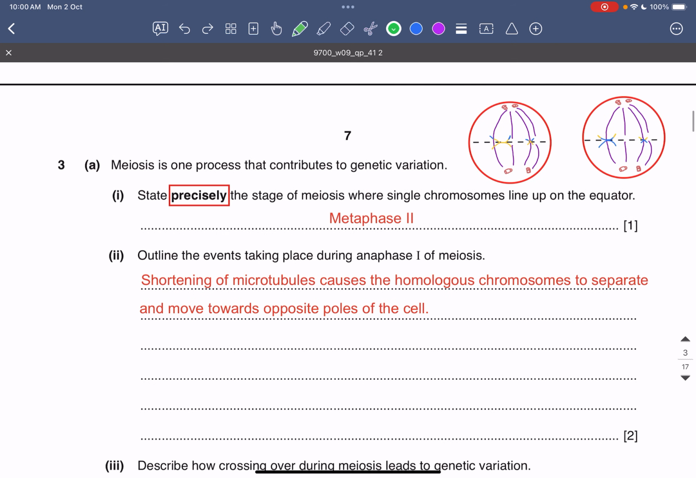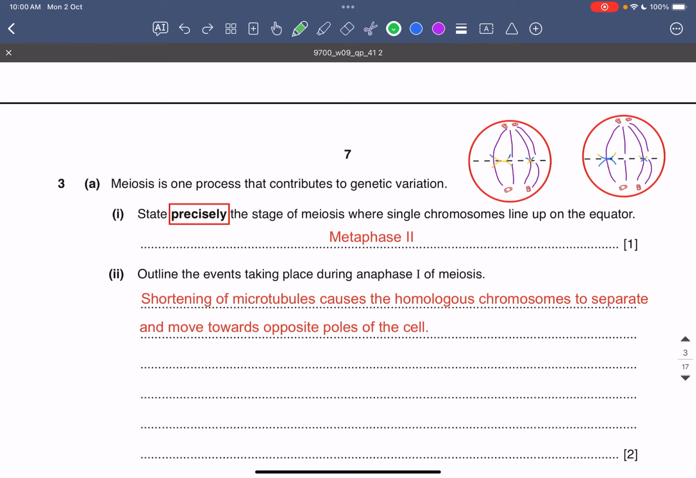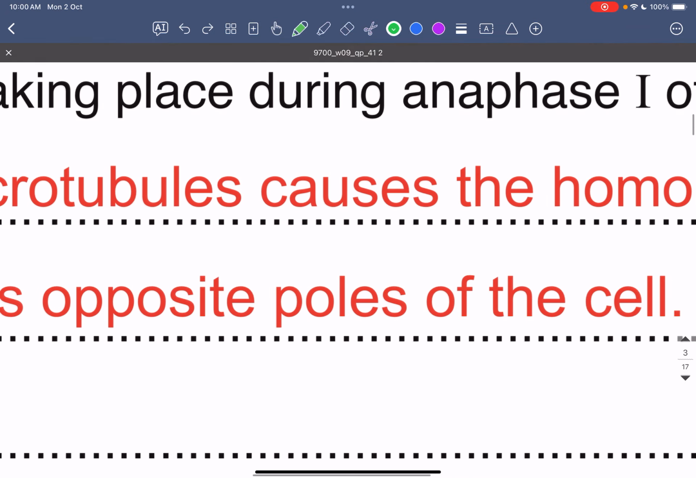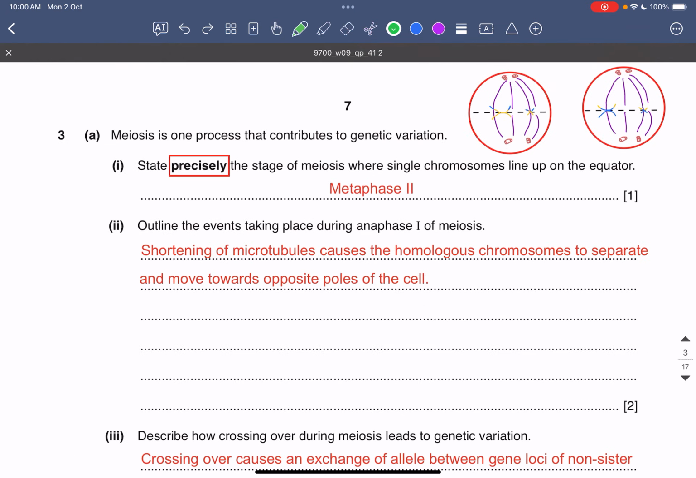Outline the events taking place during anaphase 1 of meiosis. During anaphase 1 of meiosis, the microtubules will become shorter, or they will shorten. This will cause the homologous chromosomes to separate, and then they will move towards the opposite poles of the cell.